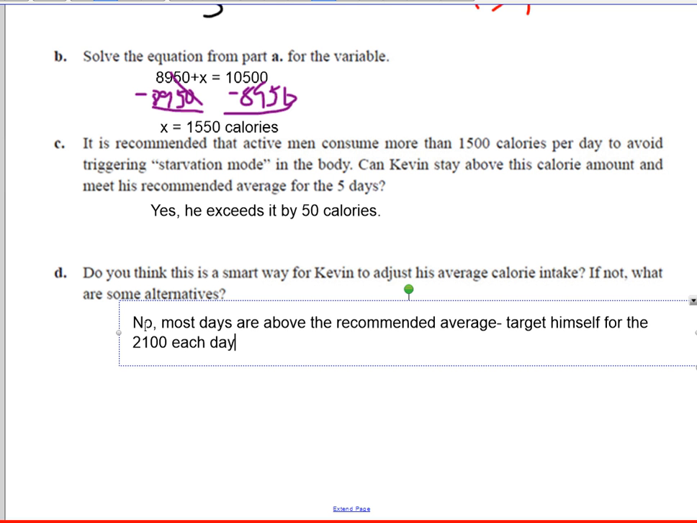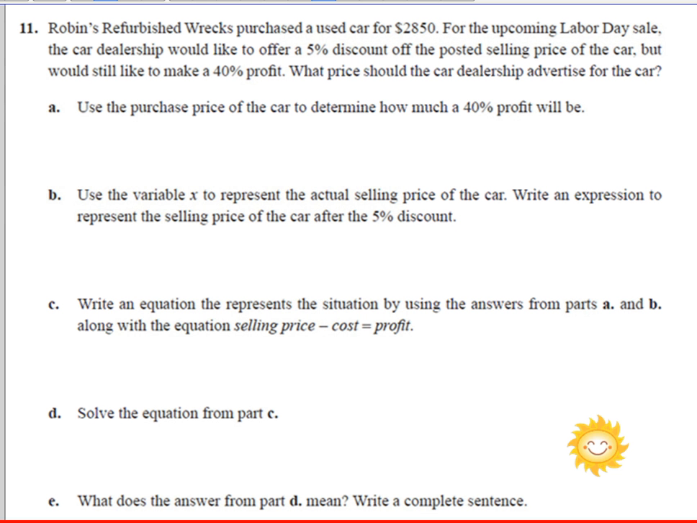Last story problem. Robin's Refurbished Rex purchased a used car for $2,850. For the upcoming Labor Day sale, the car dealership would like to offer a 5% discount off the posted selling price, but they would still like to make a 40% profit. What price should the car dealership advertise for the car? So we're kind of seeing a little bit behind the scenes on what car dealers do to try and trick us into believing that we're getting a sale.